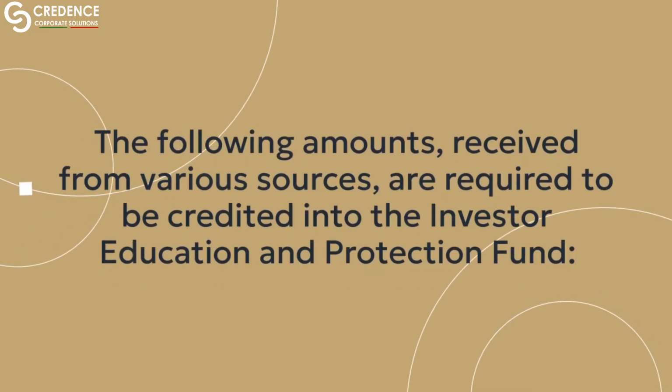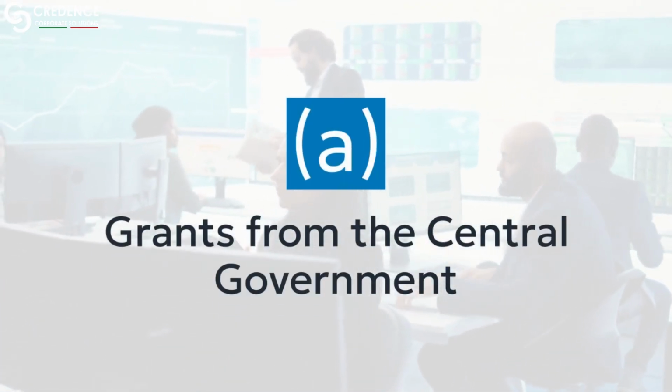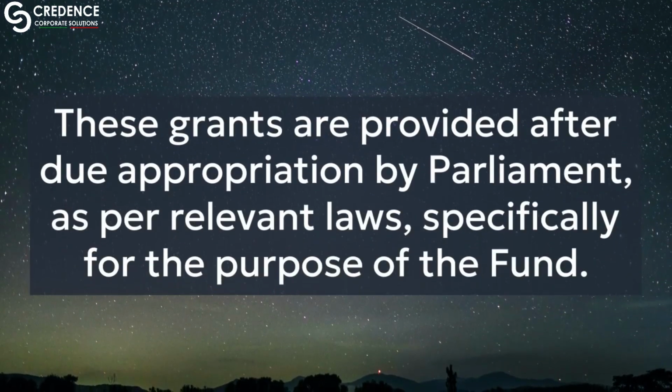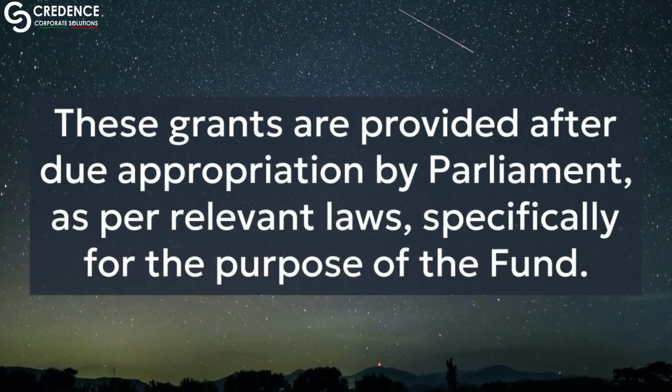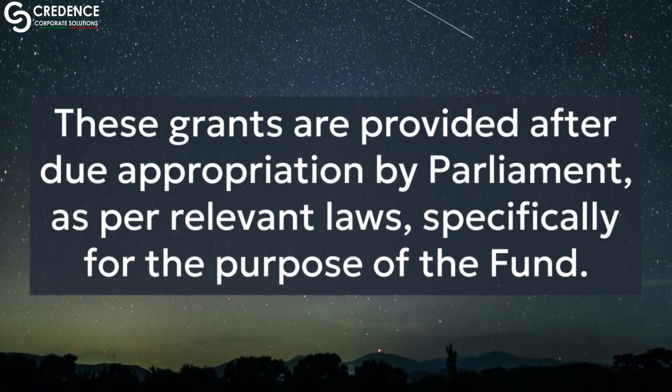2. Sources of money credited to the fund. The following amounts, received from various sources, are required to be credited into the Investor Education and Protection Fund. A. Grants from the central government. The fund shall receive financial contributions from the central government in the form of grants. These grants are provided after due appropriation by Parliament, as per relevant laws, specifically for the purpose of the fund.